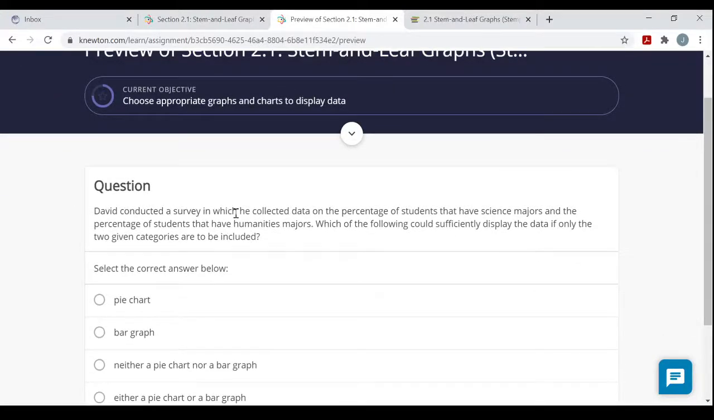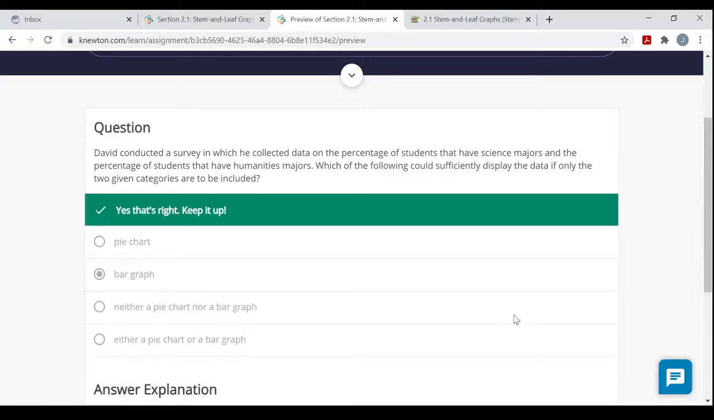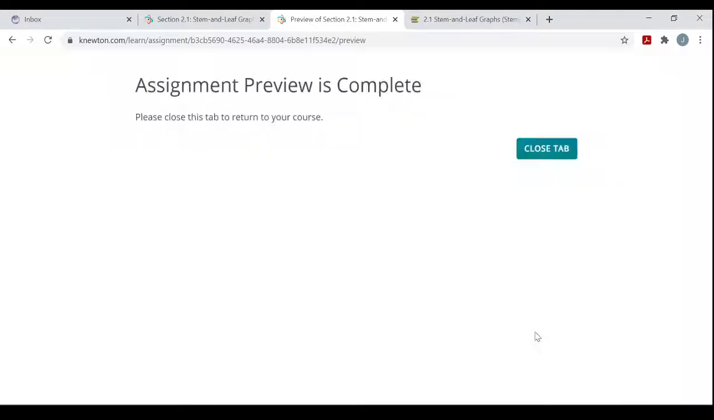David conducted a survey in which he collected data on the percentage of students that have science majors and the percentage of students that have humanities majors. Which of the following could sufficiently display the data? There's overlap. Students can double major. You can have a science major and a humanities major. So a pie chart, again, is not appropriate. So only a bar graph would be appropriate here. Hopefully that makes sense, because there's possible overlap between categories. And that's it.